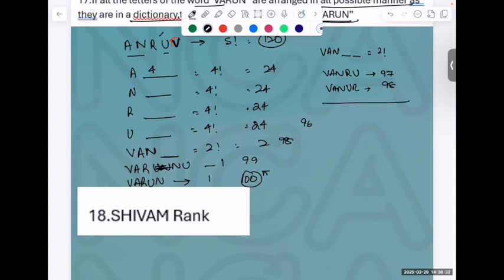You'd just be wasting your time. After VAN, what's the next alphabet? R. What do we have? First is NU, that's 99. Then VARUN is 100. I did not do this because I did not want to write 2 factorial like this, so I'll have to then write every word for a dictionary. Then my calculation is gone.